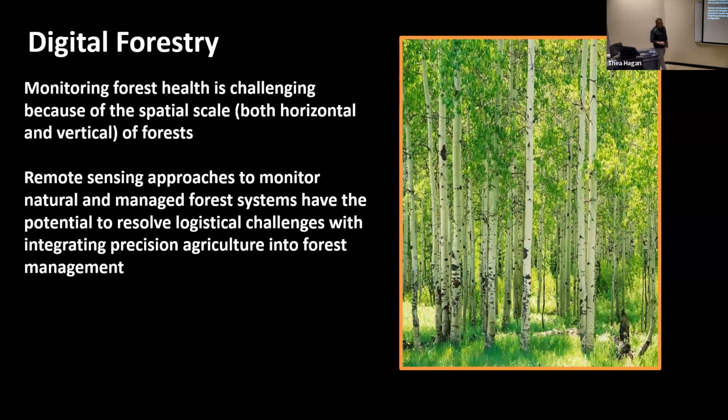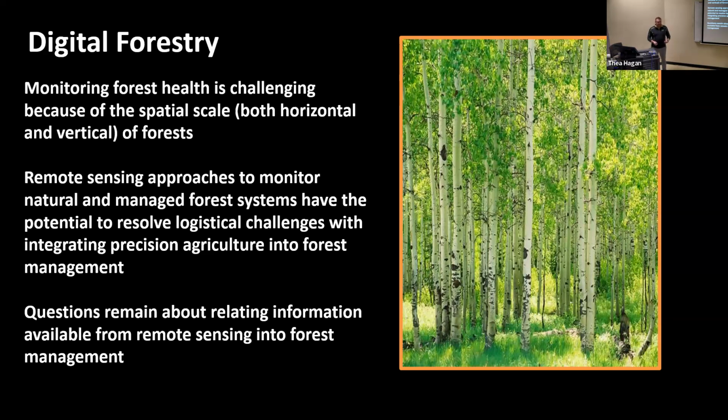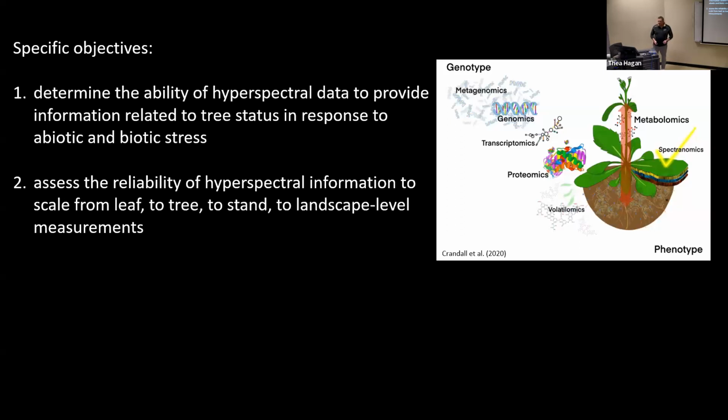So if we think about it, remote sensing approaches can monitor these systems. They can resolve some of these logistical challenges that we face. I mean, remote sensing has been used in forestry for a very long time, but in a management or breeding context, not as much. So if we can start to integrate some of the practices that are currently being implemented in precision agriculture or traditional row crop ag, they can start to move into forest management. There's a lot of questions that still remain, just as in row crop ag, about what information we can use to blend into this precision forest management approach.